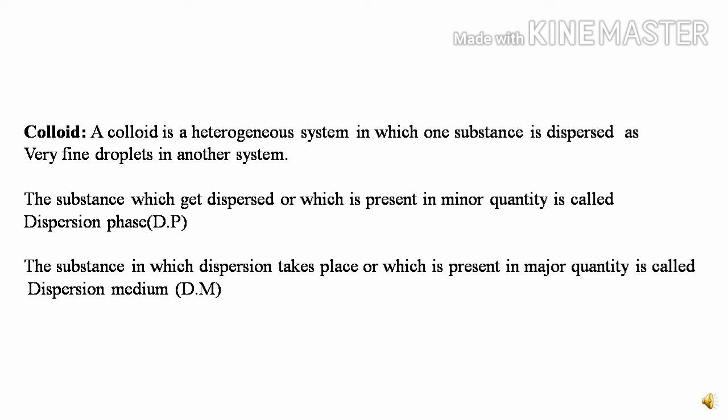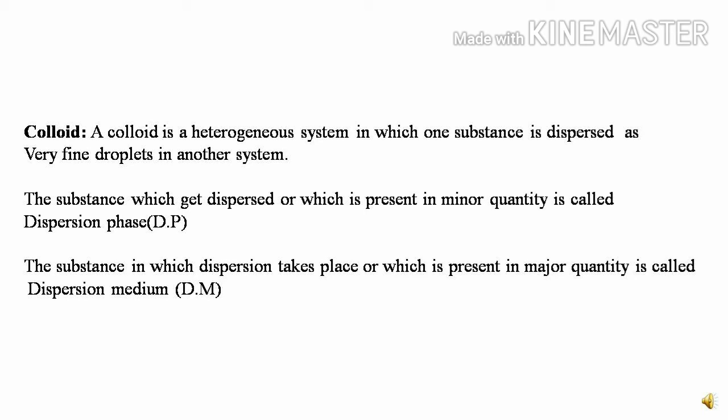I think all of you have learned about binary solutions. Every binary solution contains two components in it. They are solute and solvent. In the case of colloids also, a colloidal system contains two components in it. They are the dispersed phase and the dispersion medium. The substance which gets dispersed, or which is present in minor quantity, is called the dispersion phase. The substance in which dispersion takes place, or which is present in major quantity, is called the dispersion medium.